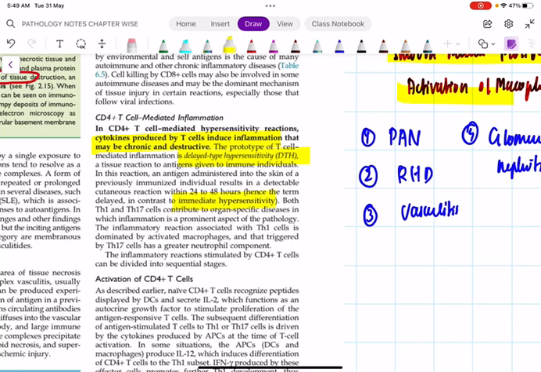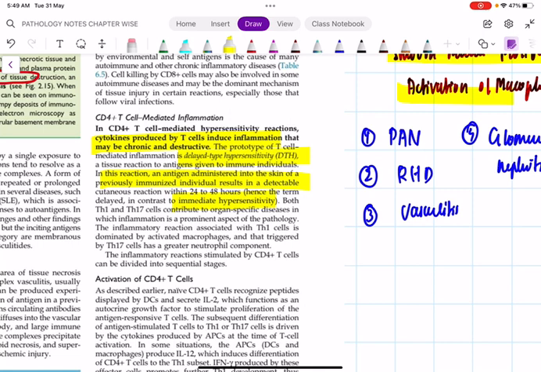But if the symptoms appear between 24 to 48 hours, it is an example of delayed type of hypersensitivity. That is why the term delayed. It is also called a cell-mediated hypersensitivity reaction. Why cell-mediated? Because CD4 plus and CD8 plus T cells are coming into action here.